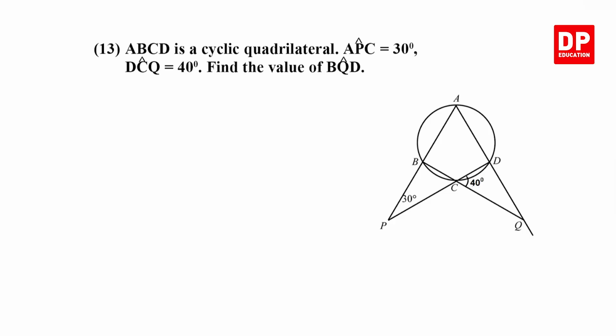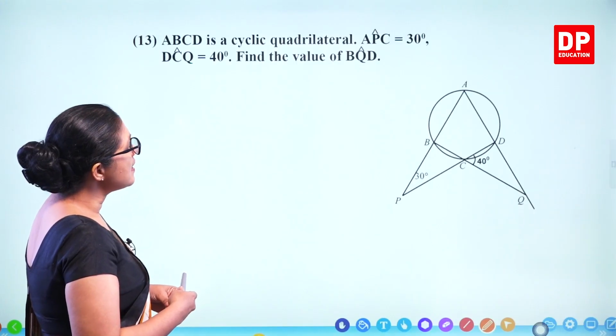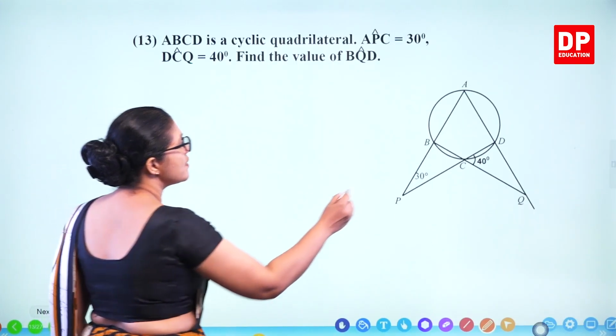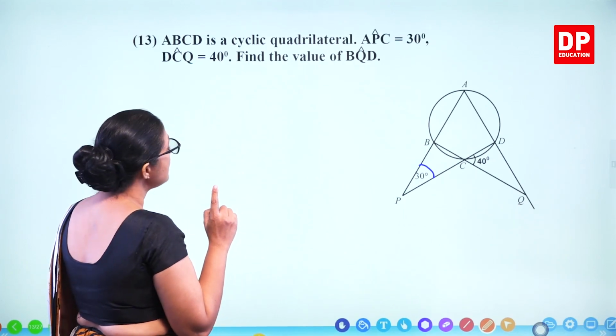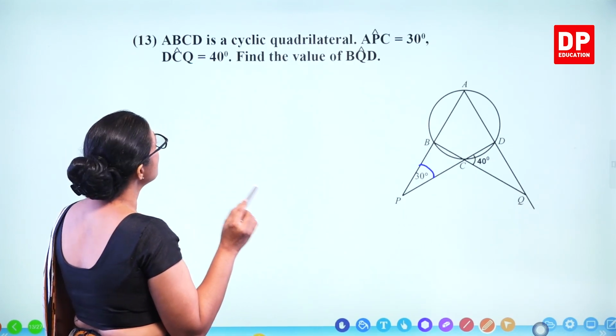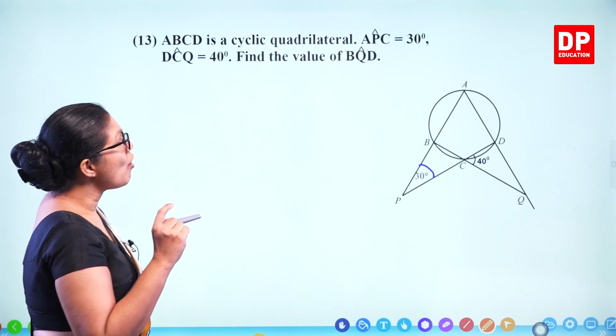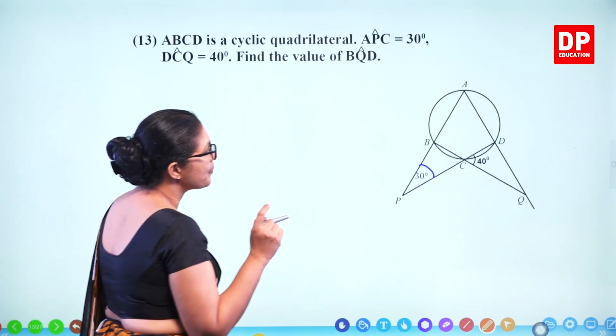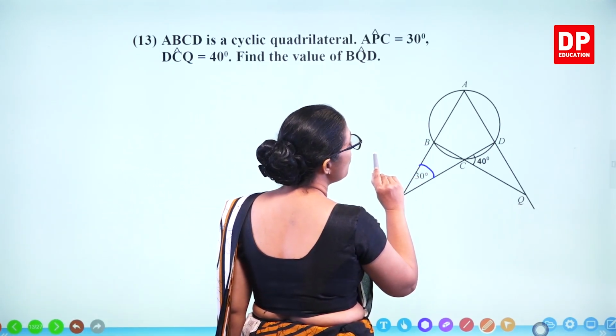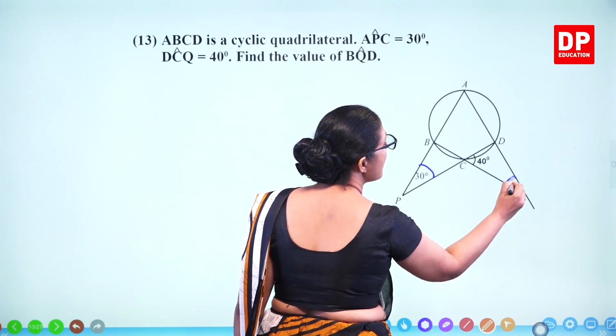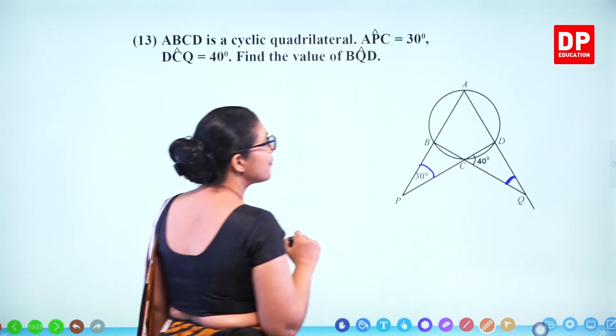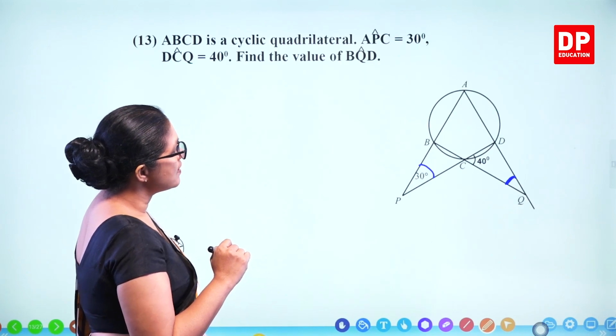Question number 13. ABCD is a cyclic quadrilateral and APC is 30 degrees. So this is 30. And DCQ is 40 degrees. Find the value of BQD. This angle we need to find. So how can we find out this angle?